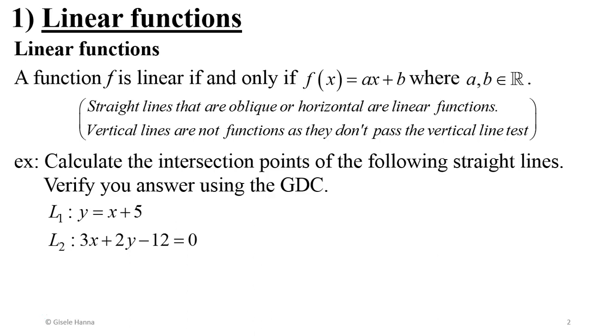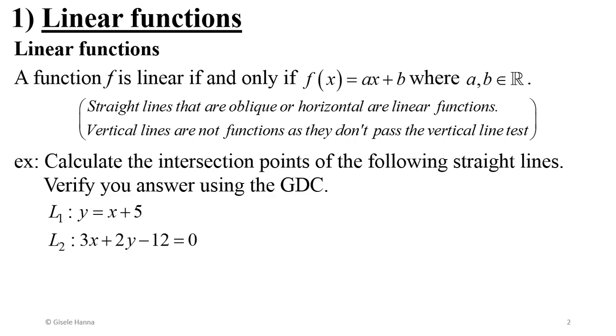Now, a function is linear if it's a polynomial of degree 1. So f is linear if and only if f of x is equal to ax plus b. So when f of x is written in the form ax plus b, where a and b are real numbers, in that case the function will be linear. So linear functions graphically are either oblique or horizontal lines.